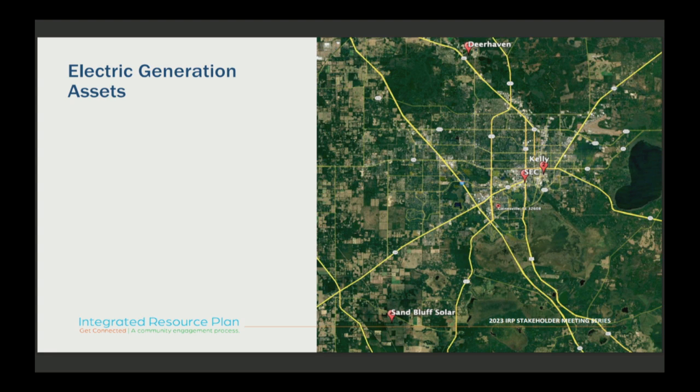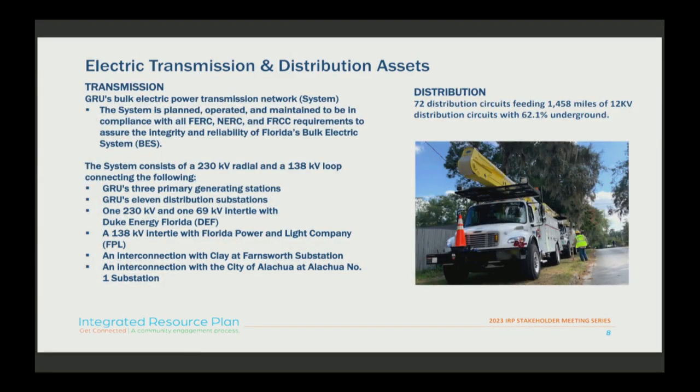Okay, thank you. Again, more about the transmission and distribution system. Our transmission system, because it's high voltage, above 138,000 volts, is overseen from a regulatory perspective by FERC and NERC and also FRCC. Most of our system is 138,000 volts. It is basically a loop around the system with one radial that's 230,000 volts, and that's our connection to Duke. So we have two connections to Duke Energy Florida, one there, one at Idlewild, and then we have a connection with Florida Power and Light.